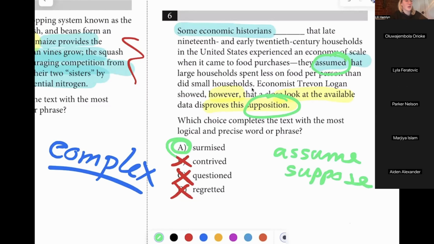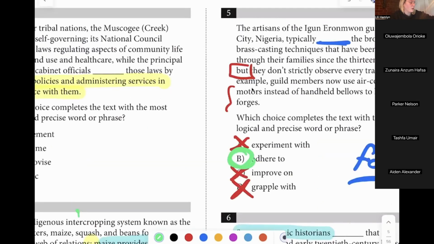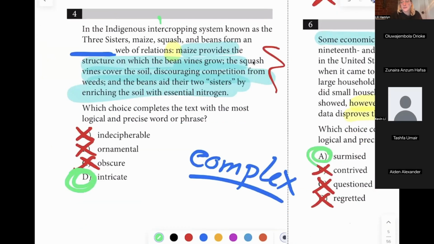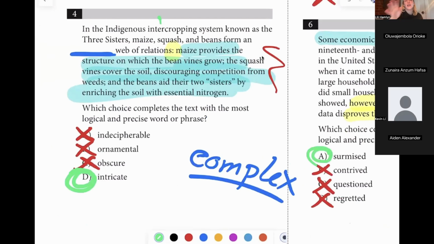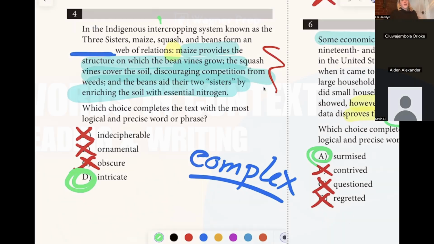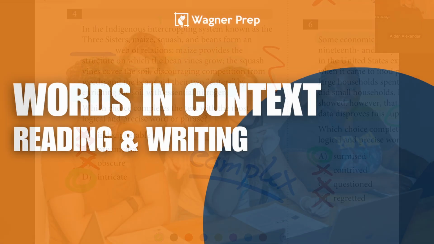The answer to question 4 was intricate, because we have this example of an intricate web that's being shown, right? Or this interdependent stuff. All right, fantastic. Any questions, Aiden?